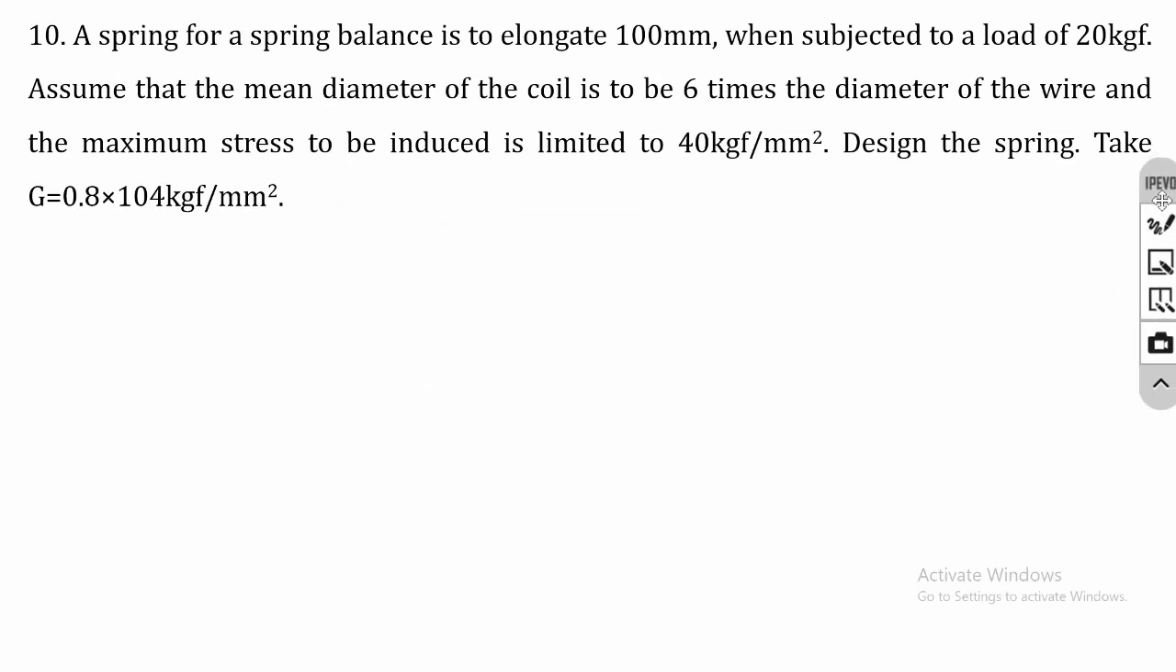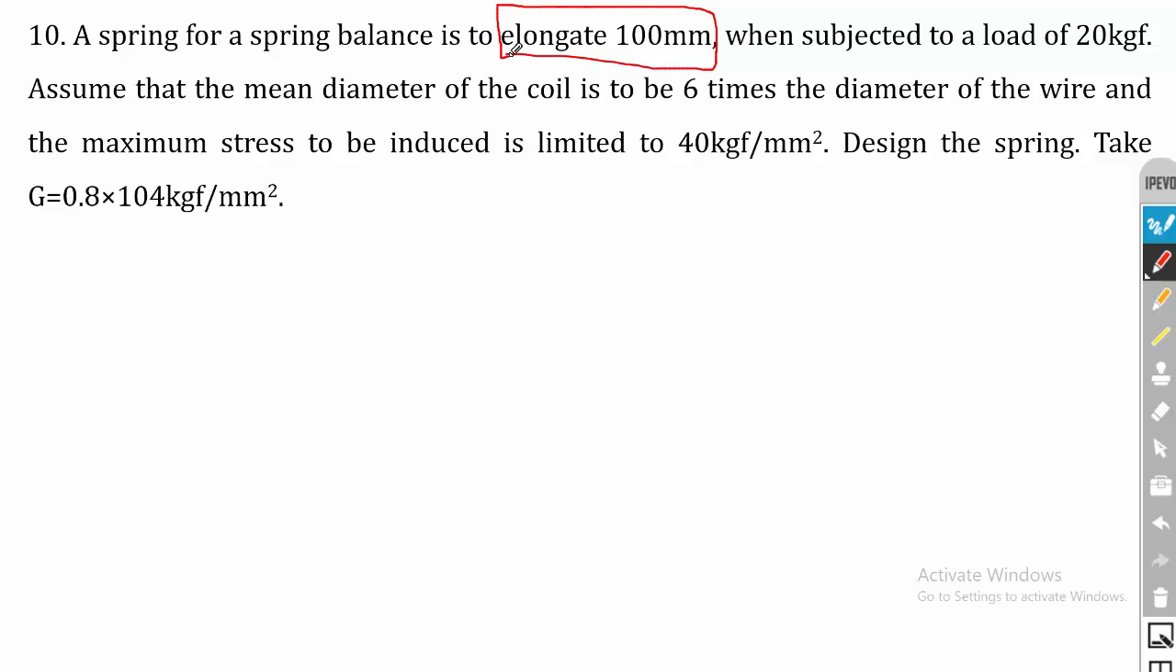So the tutorial problem: a spring for a spring balance is to elongate 100 mm. Here the spring is used to elongate. Elongate means it is capable of carrying tensile load. So del is 100 mm and the meaning of elongation is that the spring is a helical tension spring. It's not a compression spring, because the compression spring will not elongate. The compression spring will compress, the tension spring will be elongating.